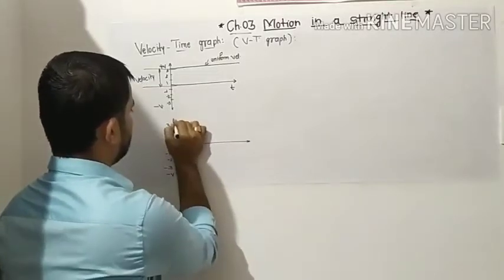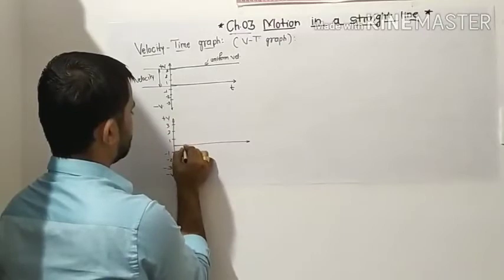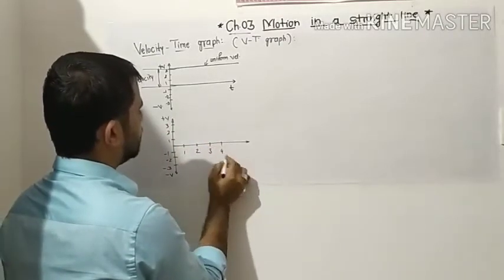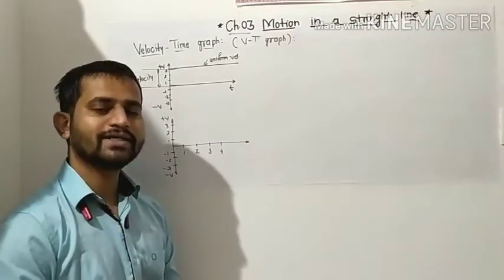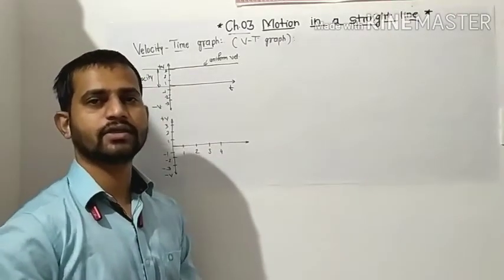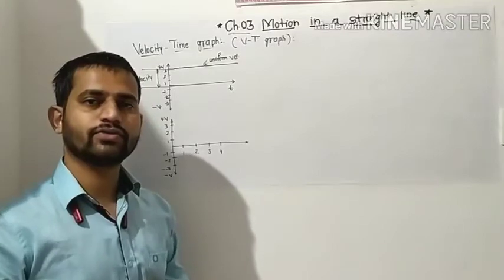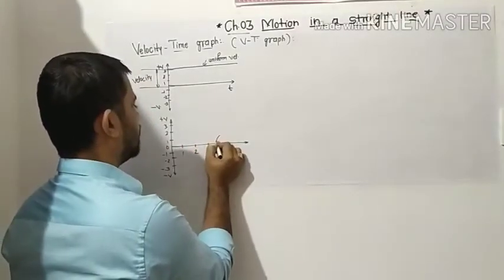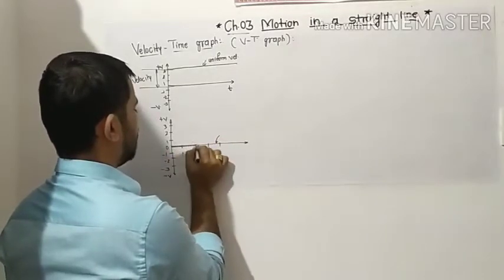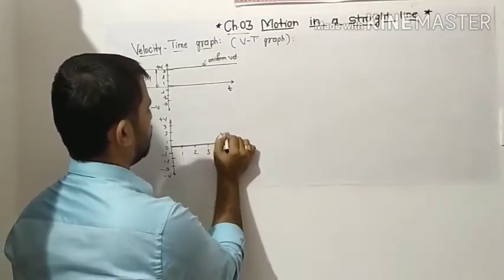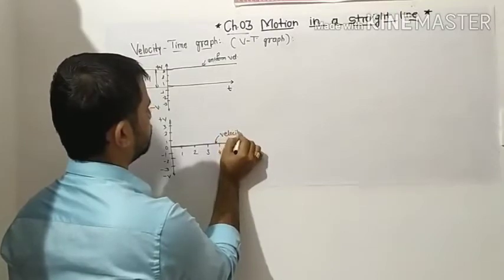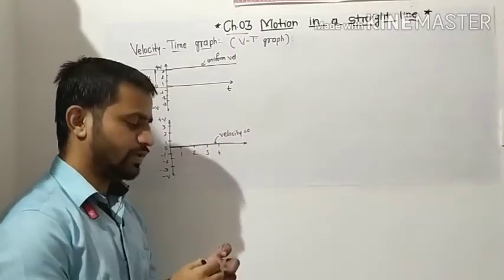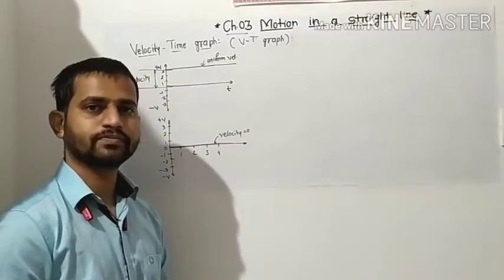Minus v, plus v. Okay, time goes on. There is no change in position. The particle is at rest. Then in that case, velocity will be equal to 0. So we can locate that line of velocity along this line. Here, along this line, the velocity will be equal to 0.